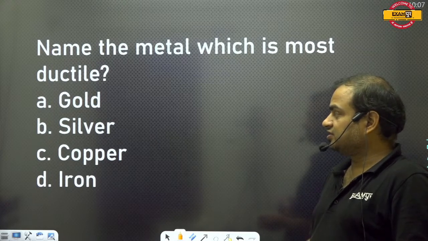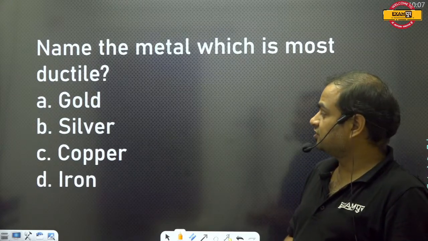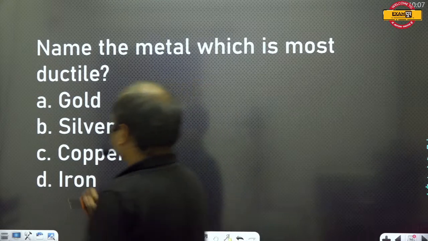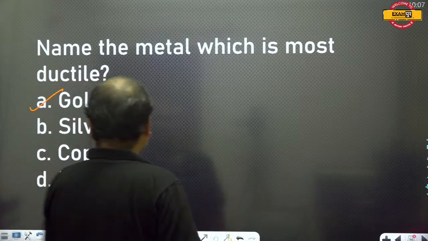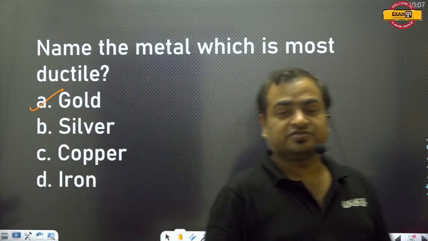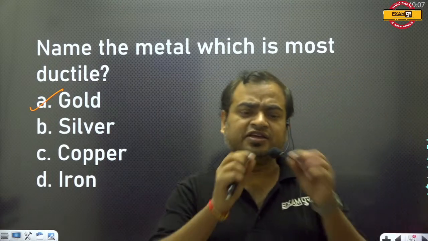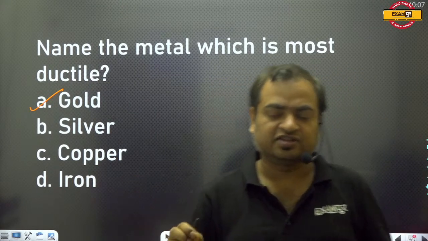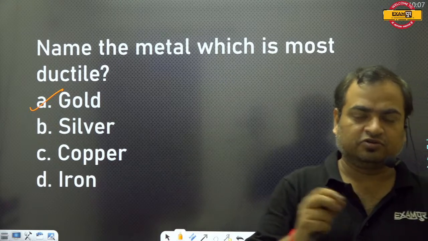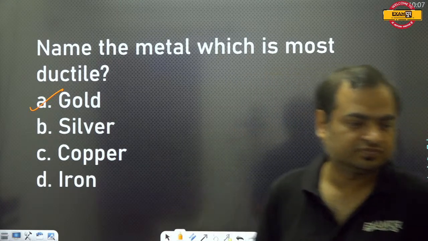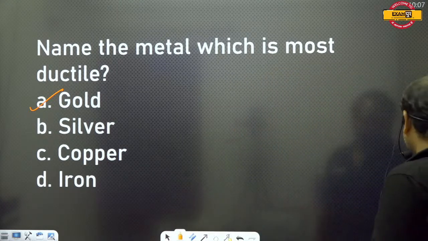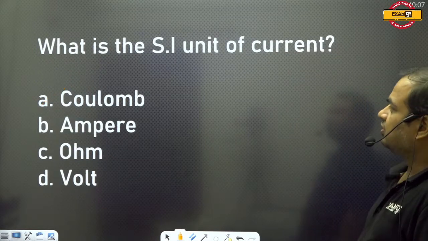Those metals which are used in ornaments have very high ductility, and we can see very easily that gold is the correct answer, because in ornaments many very thin wires are used to design them. So this is the correct answer. Now we will move to another question.